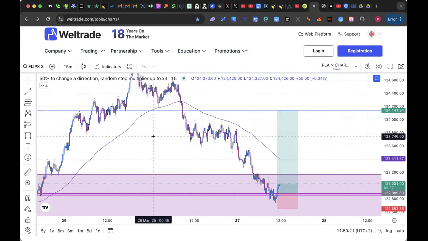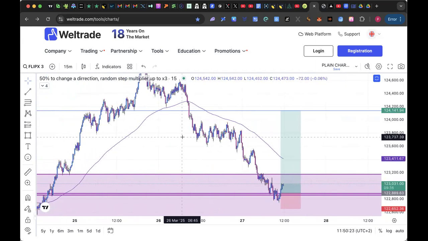Support and resistance strategy. Plan your work, work your plan. You will be less stressed. You will have stress-free trading encounters, and you will have more wins.